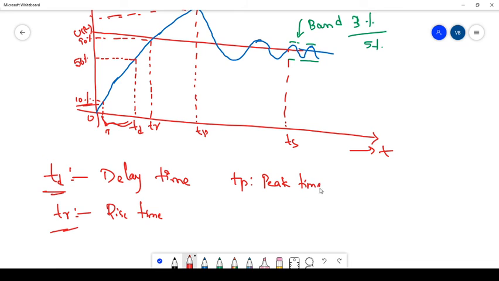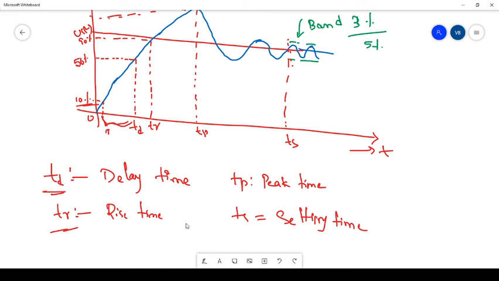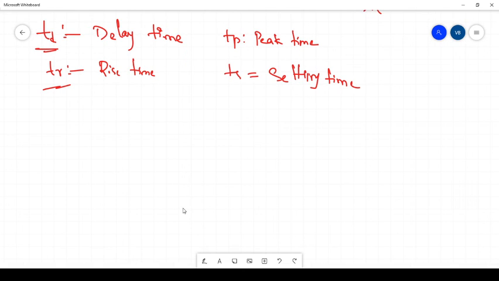Next one, settling time. Settling time is the time taken for the output signal to settle in a particular band. From here the values are not changing, they keep repeating the same values, so it settles in a particular band. The time required for the signal to settle in that band is called the settling time. Okay, so these are the entire second order system response times.